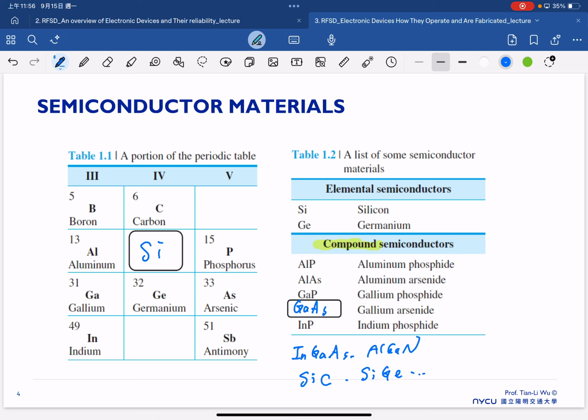We try to combine group 3 with group 5, or we try to combine two species in group 4, and then we can make a compound semiconductor.